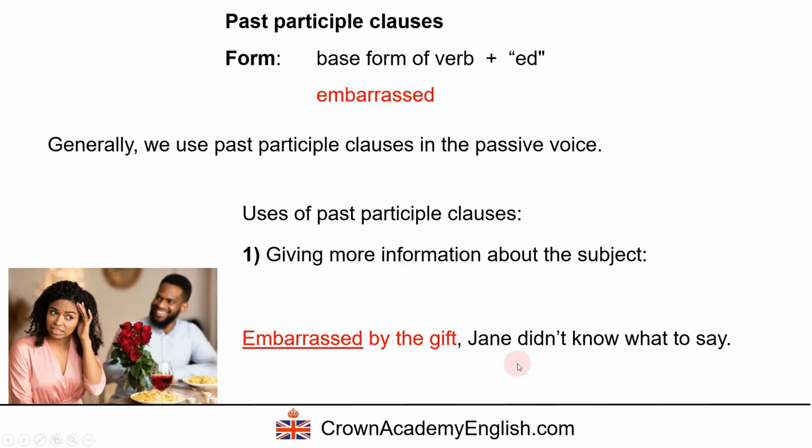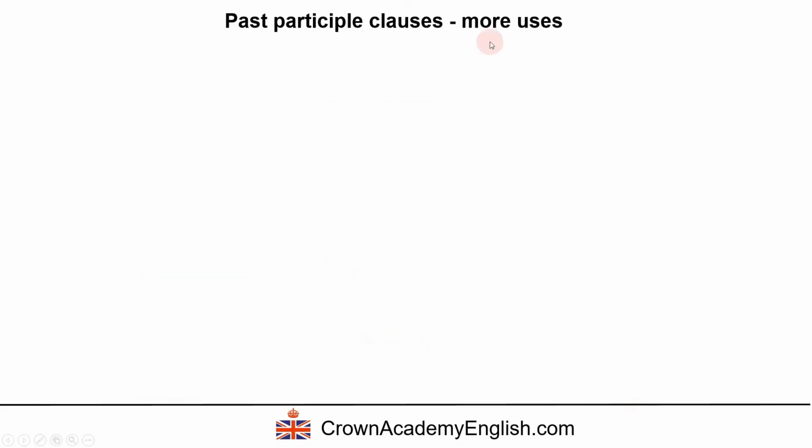And again, here we have the past. Jane didn't know what to say. Therefore, the whole sentence is happening in the past. Okay? More uses of past participle clauses. Number 2, we can also use them in a similar way to an if condition. An if condition, a conditional. Let's look.